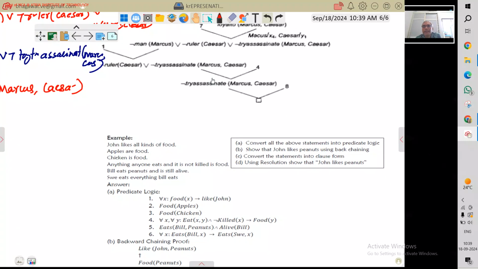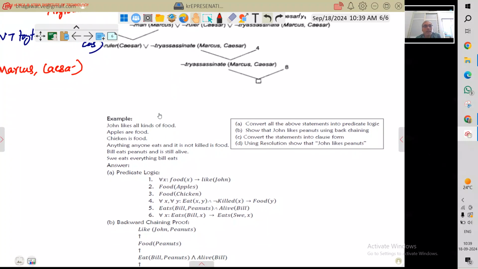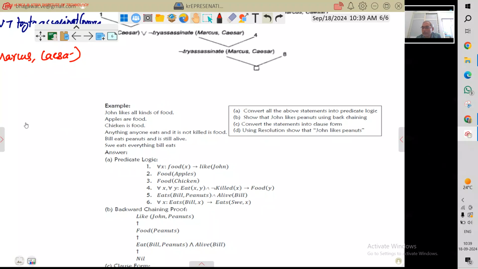Now let us take another example and see how we are going to apply the resolution. This is a very simple example. We are going to convert all the given WFFs. The first one is convert all the above statements to predicate logic. Show that John likes peanuts, using backward chaining, which we will not discuss right now since we are looking only at resolution. The third one is to convert the statements into clause form and use resolution to show that John likes peanuts.